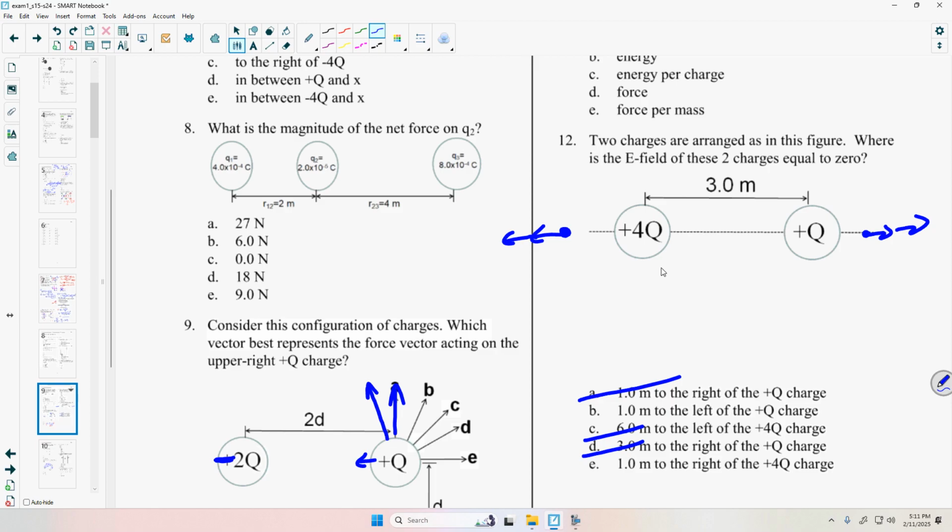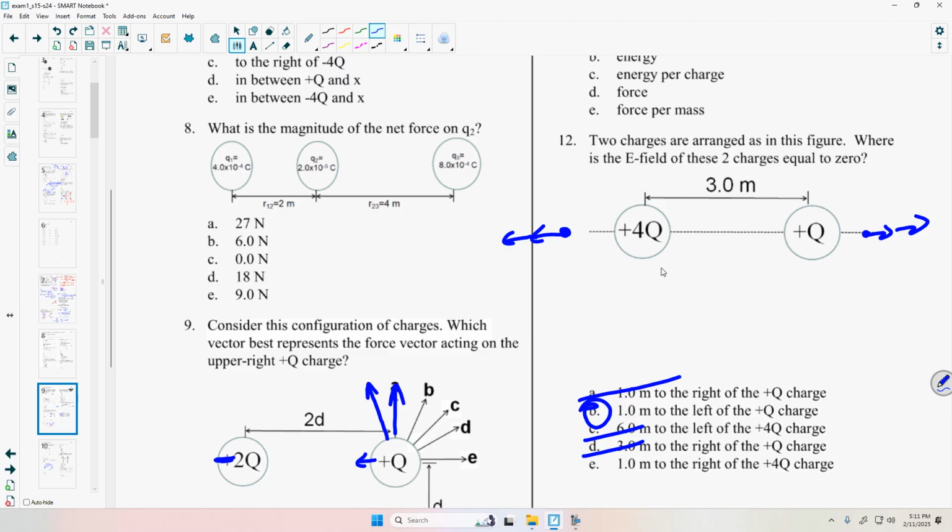All right, it has to be somewhere in the middle here. 1 meter to the left of this one, or 1 meter to the right of that one. Now, which one am I going to choose? I'm going to choose one over here, right next to the plus Q. So that would be 1 meter to the left of the 4Q charge, of the 1Q charge, B.